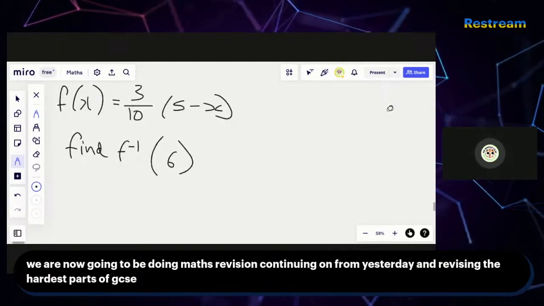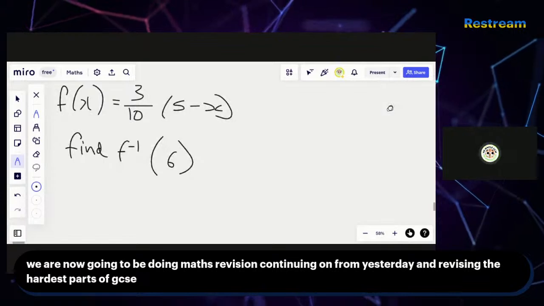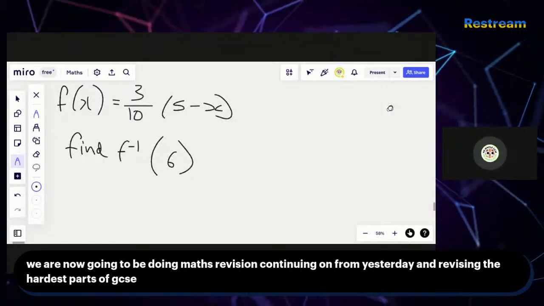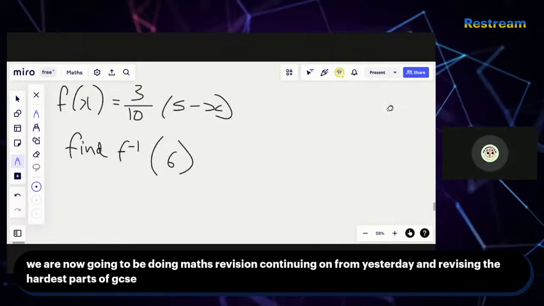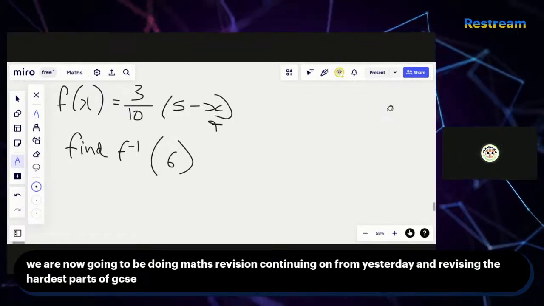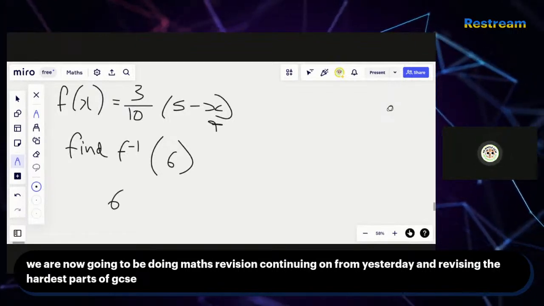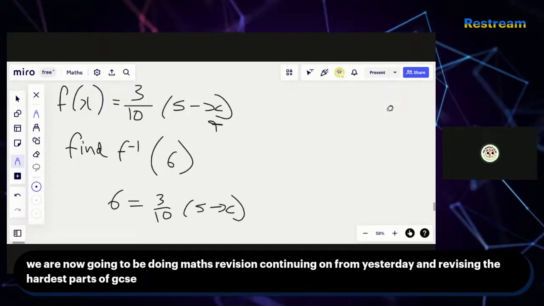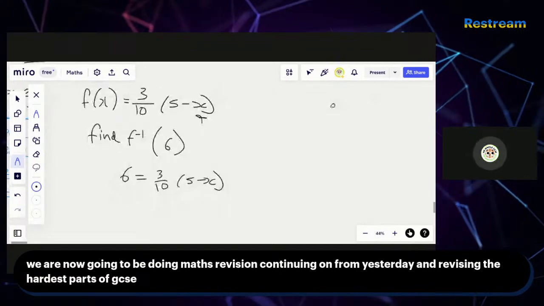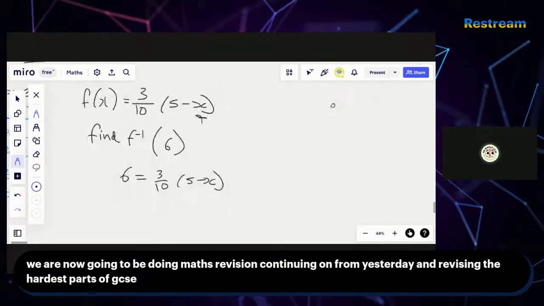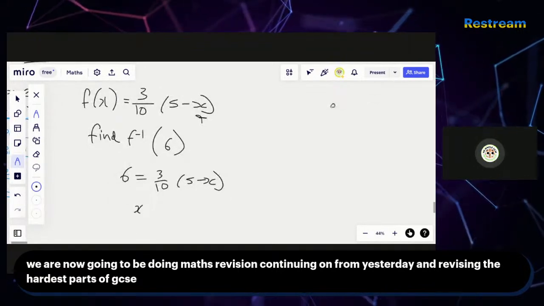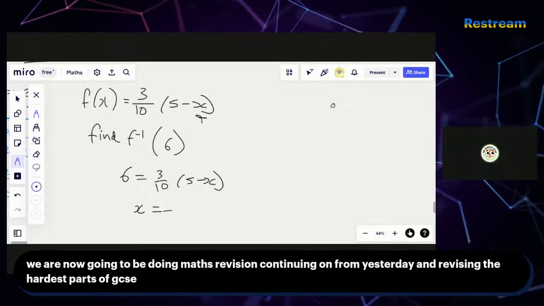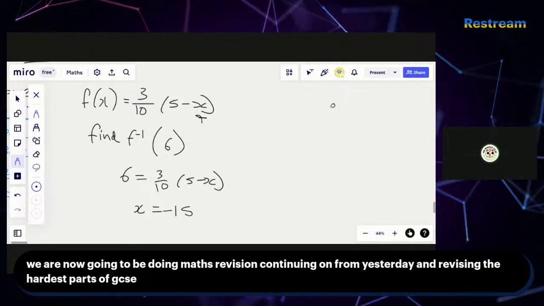So if this was just without the inverse sign, what you would do is replace the x here with a 6. But because there is an inverse sign, you would put 6 on this side and work it out from there. And you would eventually just get, let's see, x is minus 15. That's what you would get. Okay.